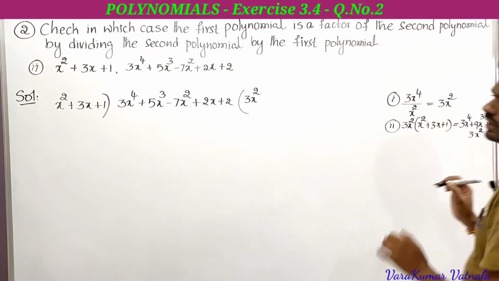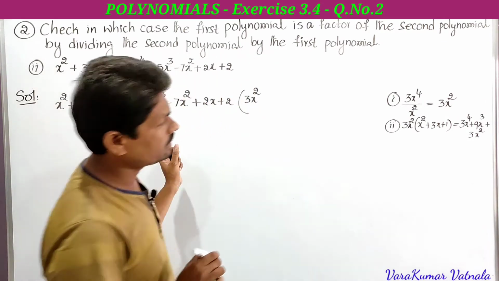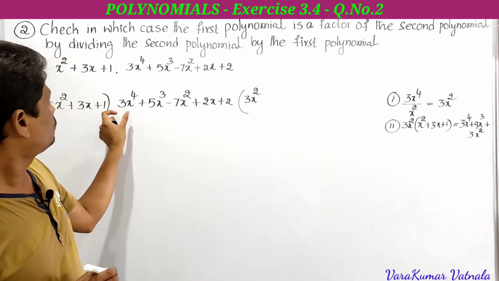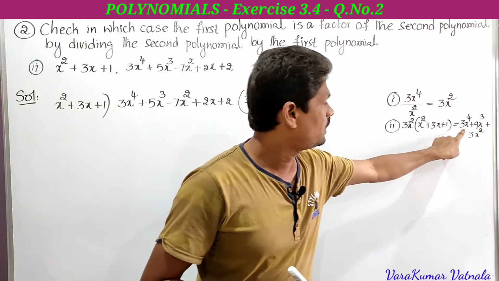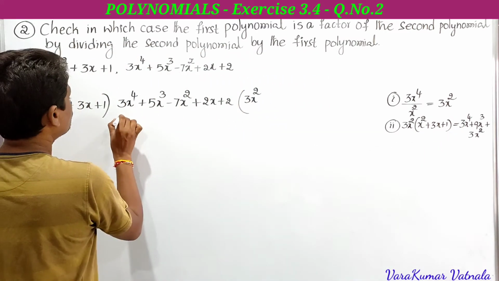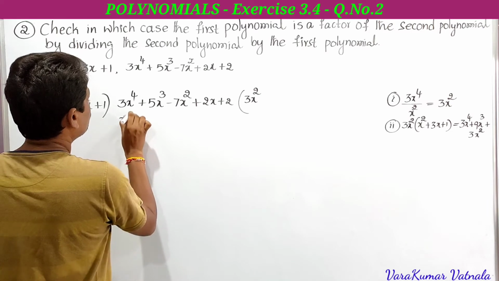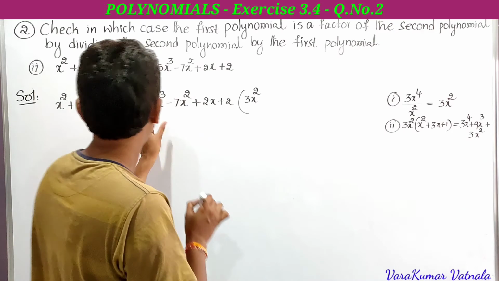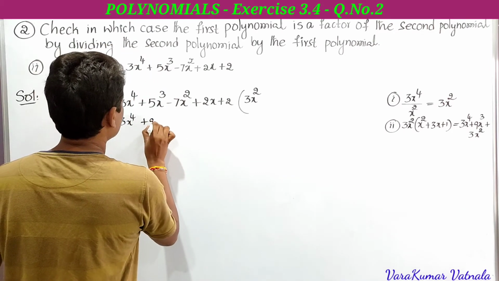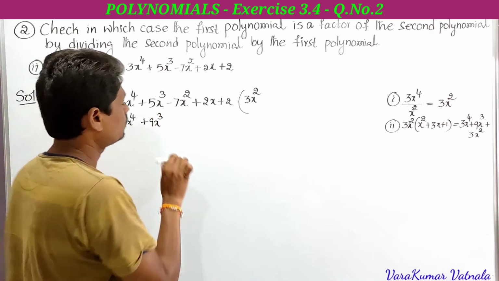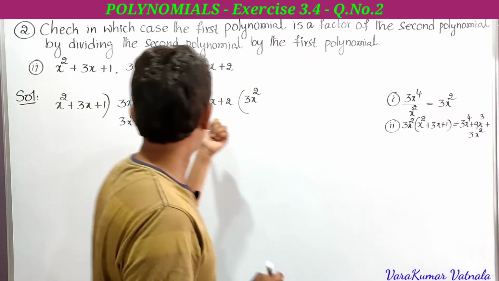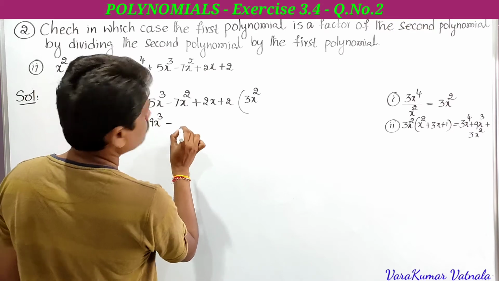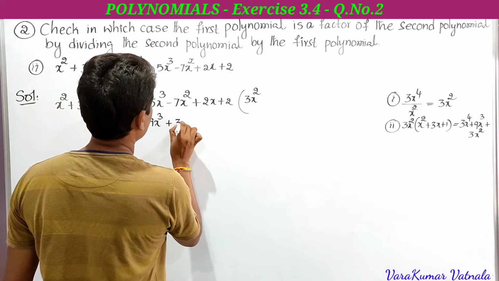So you have to write here: first write the terms below the dividend terms as like terms. Here 3x to the power 4 is there, write it below the x to the power 4 term. Write the x cube term below the x cube term. Here 9x cube is there, write it below 5x cube. Here 3x square is there, write it below the 7x square term.